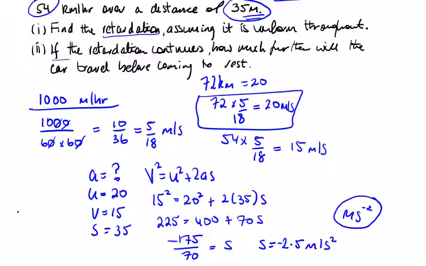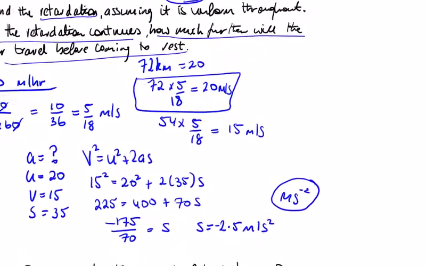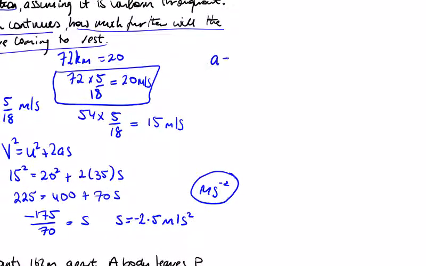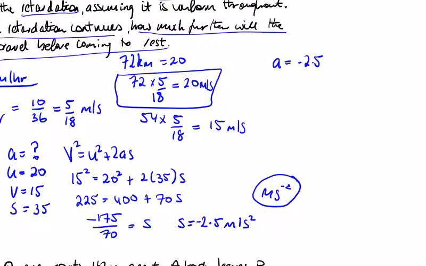Okay, if the retardation continues, how much further will the car travel before coming to rest? Not much room here now. If the retardation continues, a is equal to minus 2.5. We're now at 15, so my initial velocity is 15. My final velocity is rest, which is 0. And how much further it will travel is s.